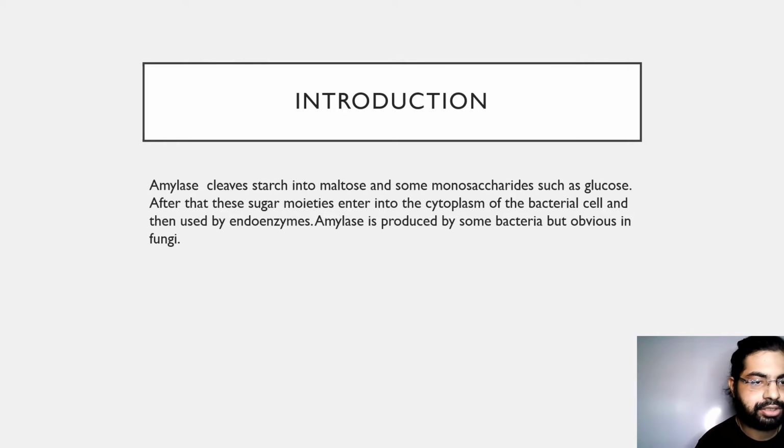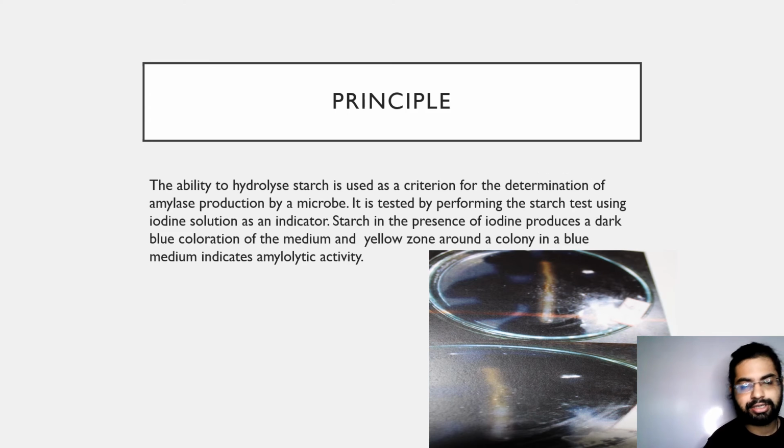So as I have mentioned, amylase cleaves starch into maltose and some monosaccharides such as glucose. Maltose is a disaccharide. After these sugar moieties enter into the cytoplasm of the bacterial cell, they are used by the bacterial endoenzymes. So amylase is produced by some bacteria, but it is obvious in fungi. This test will determine the ability of the organism to produce amylase, which will ultimately break or cleave starch, as is clearly visible from this picture.